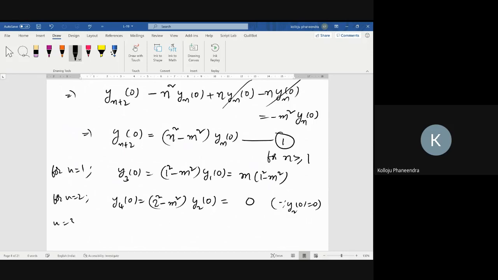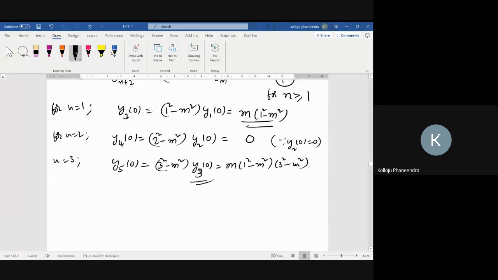For n equal to 3, y5 0 equals 3 square minus m square y3 0. That means first y3 0, let me write. So m into 1 square minus m square, and 3 square minus m square, and so on and so on.